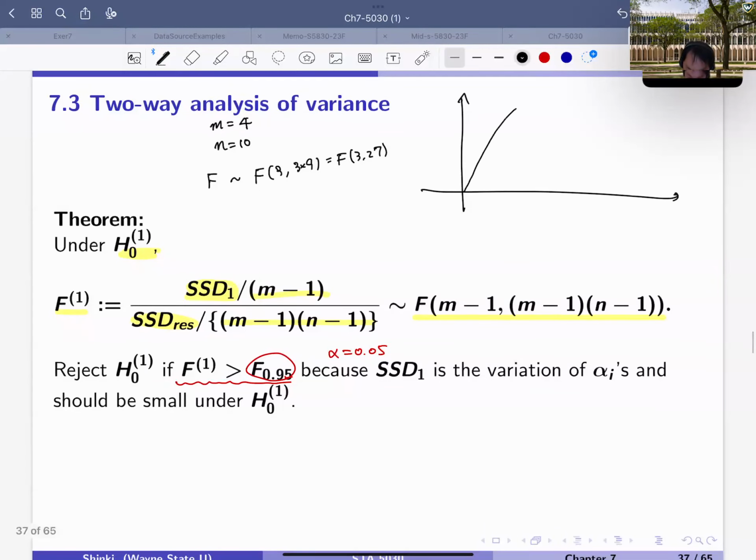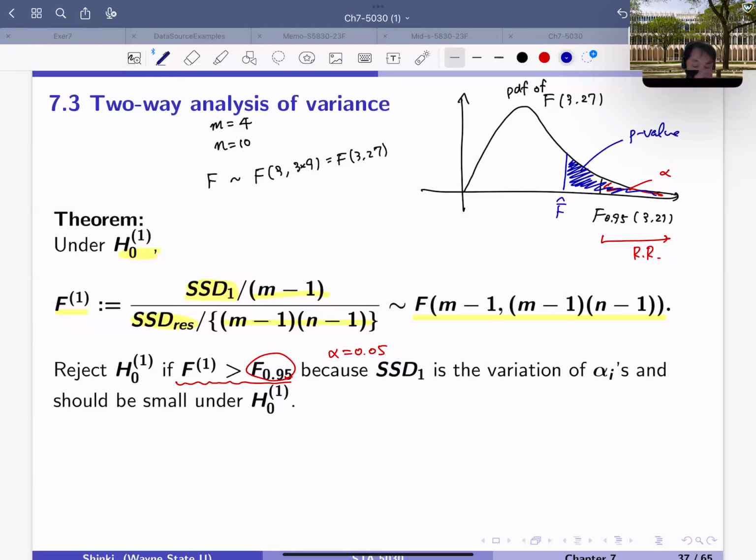Then we draw the distribution of F. This is the probability density function of F3,27. The rejection region is here, beyond F of 0.95 given these degrees of freedom. This is 5% of the area, so this is alpha, and the rejection region is here. Or if you want to calculate the p-value of the observed F statistic, F hat, then this area is the p-value.